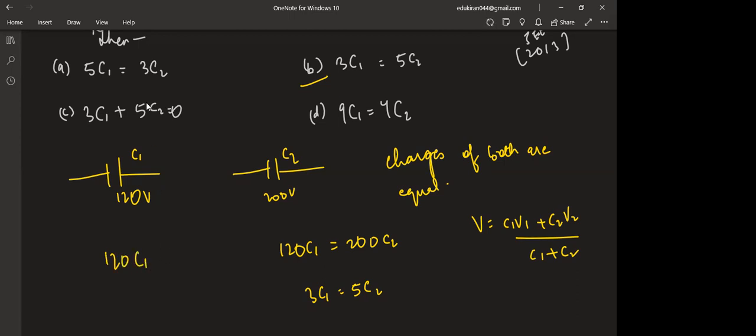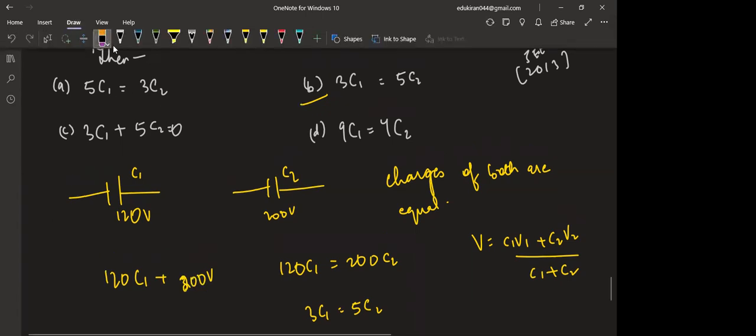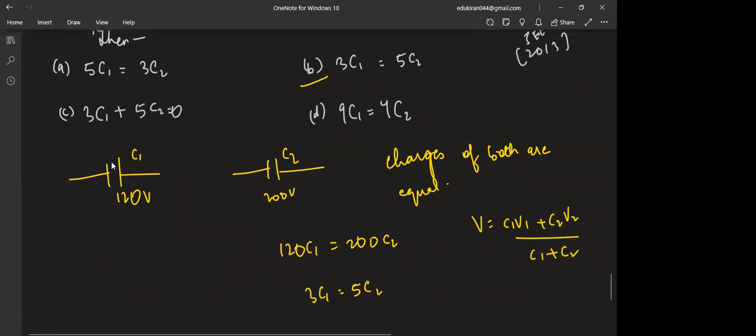That is 120 C1. How are you getting this? This is not getting reduced, no? Ma'am, we can bring it to the other side, then we can cancel the common. Then also it will not get reduced. Problem is that 120 C1 plus 200 C2 is 0. Then you will have one term as negative of the other. Then also you'll get the same thing. If you take the magnitude and bring that on the other side, this only you'll get at the end.